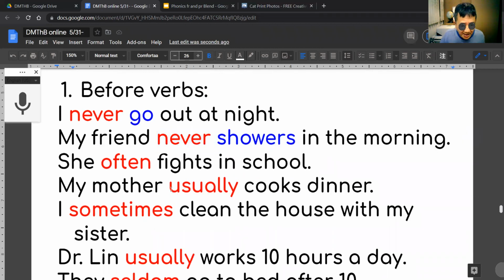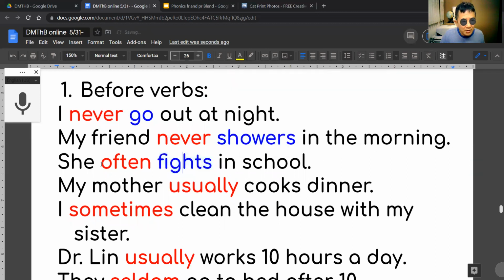Let's look at another example. She often fights in school. Okay, she often fights in school. Notice, here's the word fight. It has an S because it's third person singular, just like showers, right? Remember that.